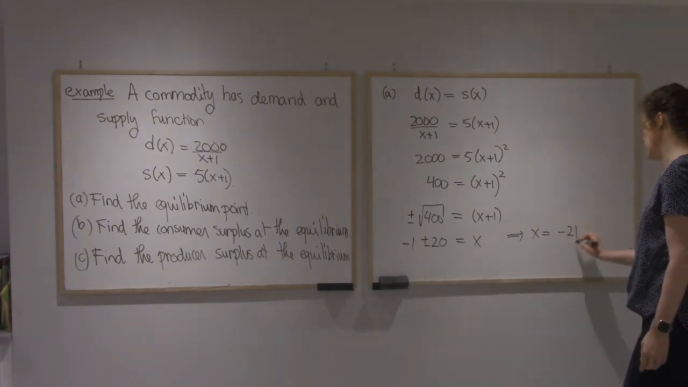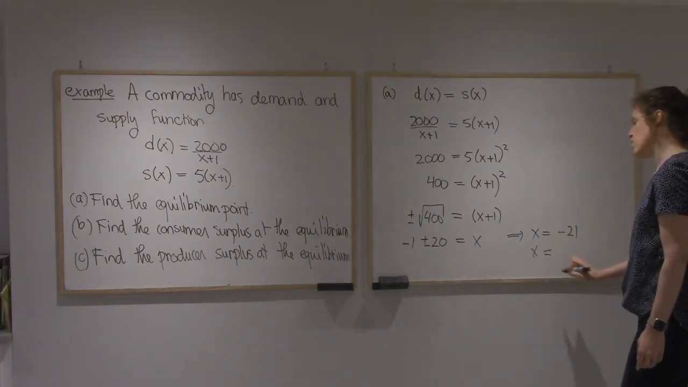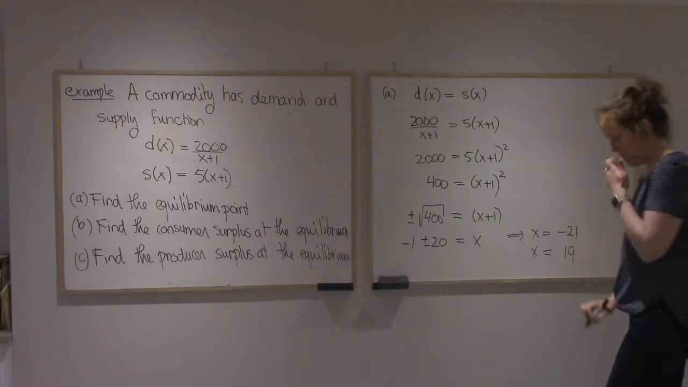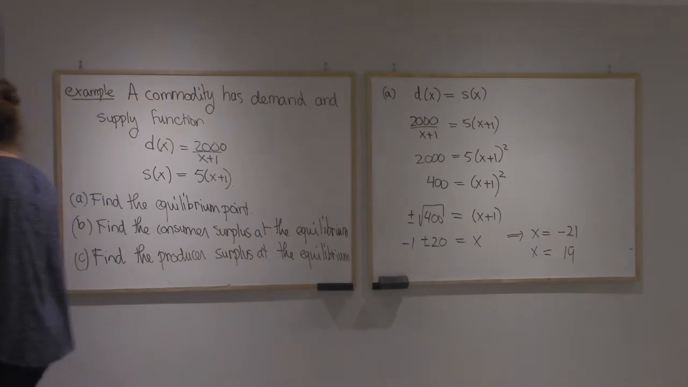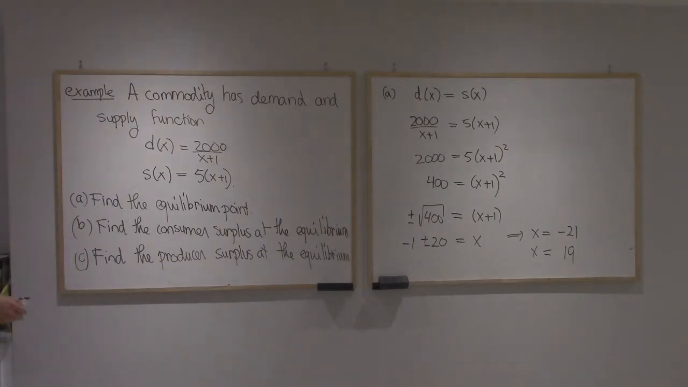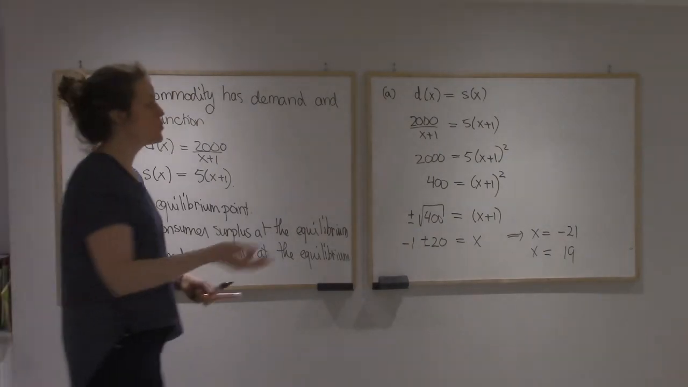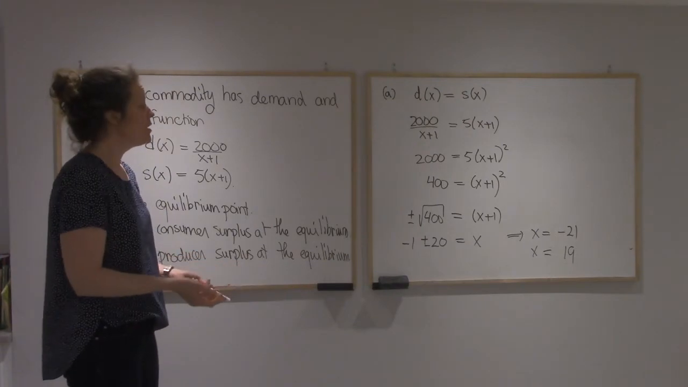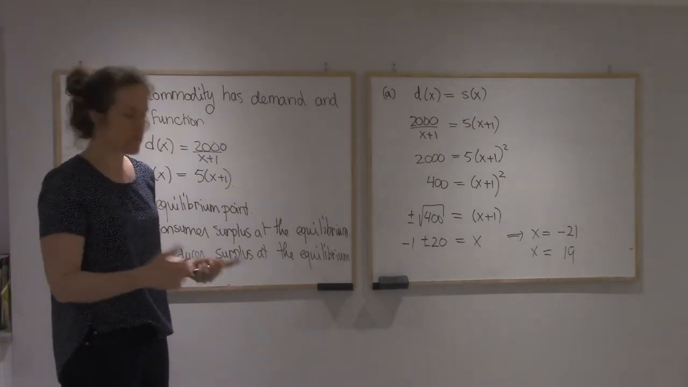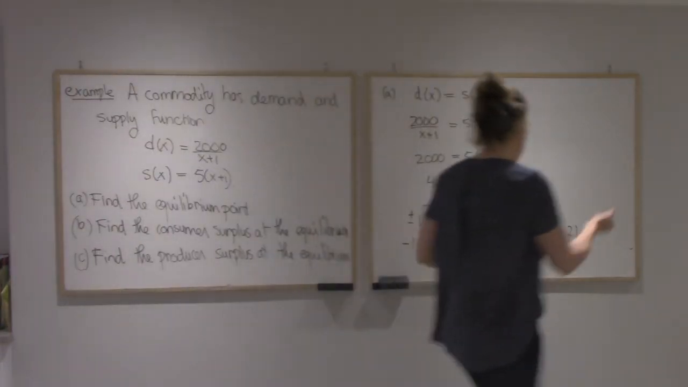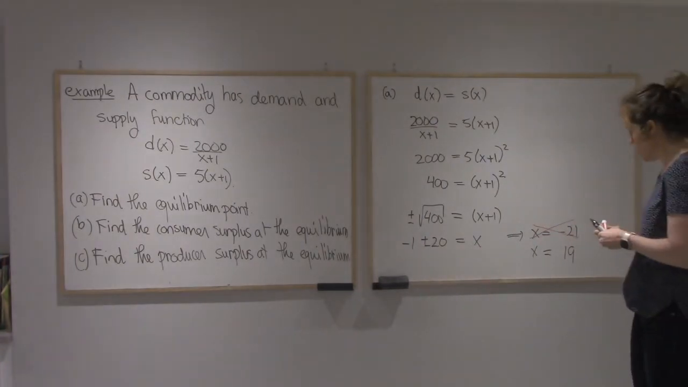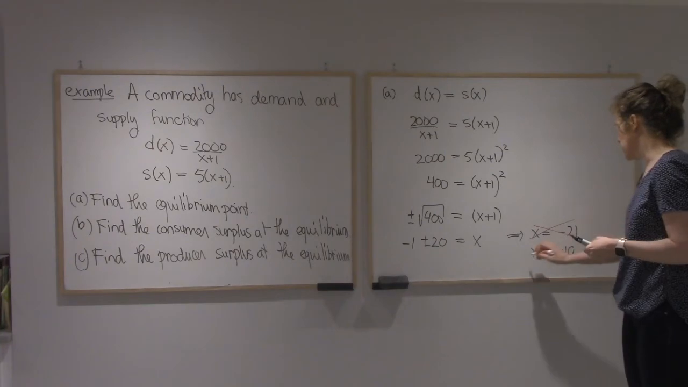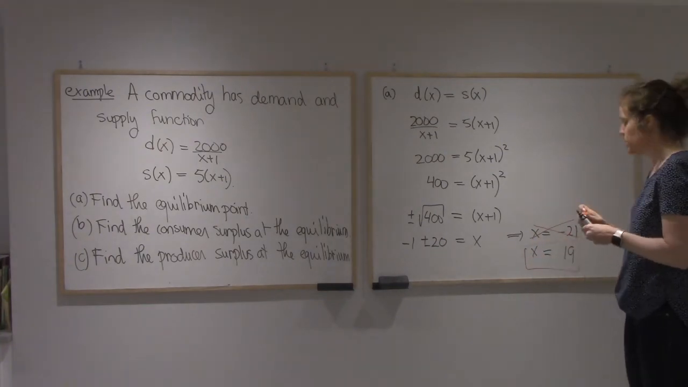minus 21 or 19. Now remember that x is the number of units sold, so the negative number makes no sense. We're only looking at positive x here, so this one makes no sense. And so the only answer would be that x0 is 19.